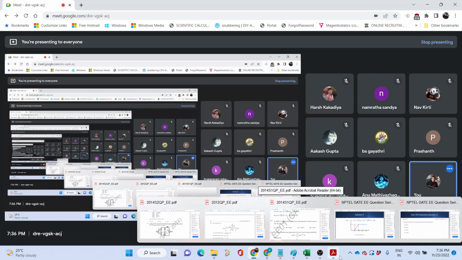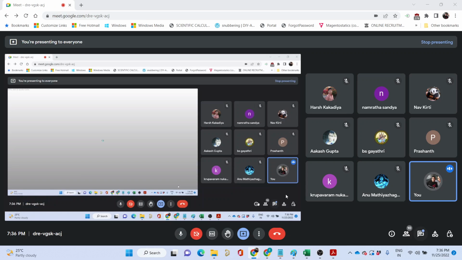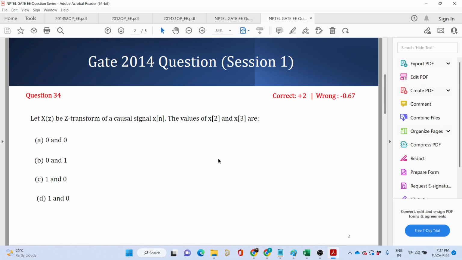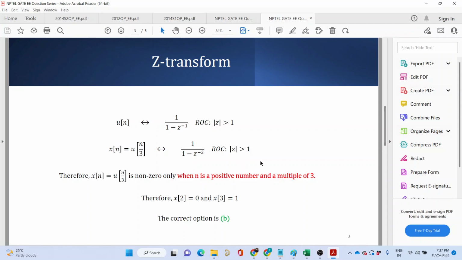Okay, so what I would do is I would show you two ways of doing it, so that you know. So one way is using properties. For that, you have to keep a lot of things in mind.